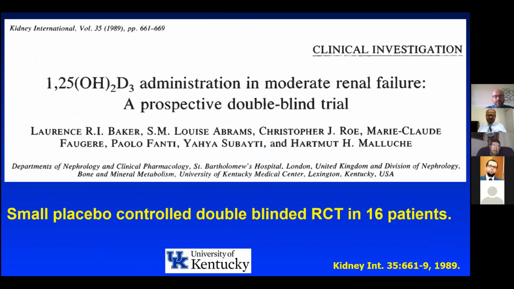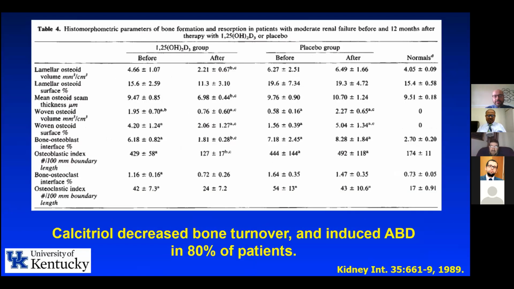What about vitamin D analogs? This study actually came also from our division many years ago. It was published in 1989. A very interesting study, by the way, and one of the pillars for using 1,25 vitamin D in CKD patients prior to dialysis. They did a prospective double-blinded trial, and it was short-term, just on 16 patients. Again, we are talking about very small studies when it comes to CKD patients, with a good quality double-blinded study, just 8 patients in each group. So they gave either placebo to 8 patients or calcitriol to another 8 patients with CKD stage 3 and 4. And calcitriol actually decreased bone turnover and induced adynamic bone disease in 80% of patients.